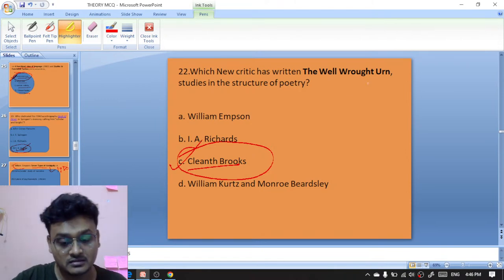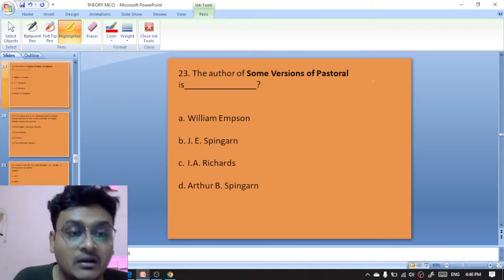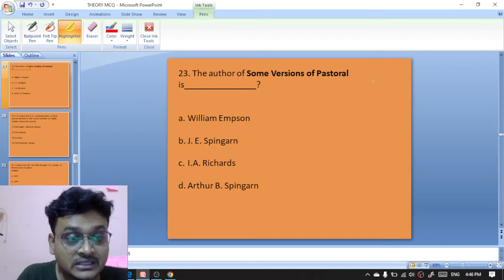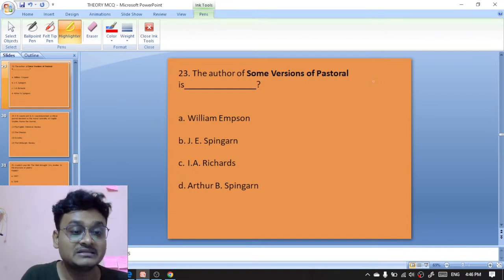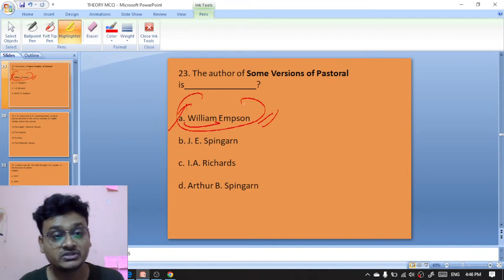Heresy means error. Okay. Moving on to question number 23. The author of Some Versions of Pastoral, this work was written by which new critic? Empson, J. Swinburne, I. A. Richards, Arthur B. Swinburne. So Some Versions of Pastoral was also written by William Empson.